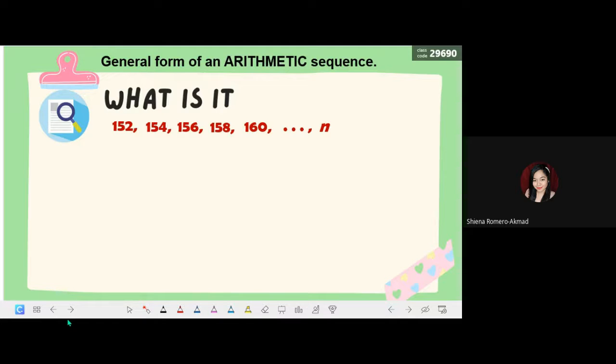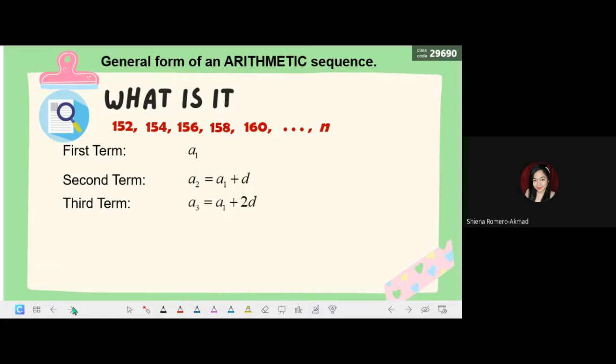Now, looking at the general form of an arithmetic sequence, yung first term natin is a sub 1. Ginawa natin to last time sa ating discussion. Si a sub 2, nanggaling siya kay a sub 1 plus the difference. Si a sub 3, a sub 1 plus dalawang difference. The fourth term, a sub 1 din, tapos tatlong difference. And fifth term is a sub 5 equals a sub 1 plus 4 times the difference.